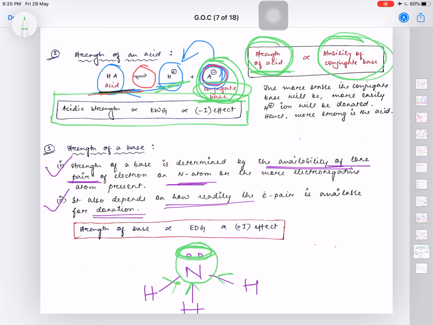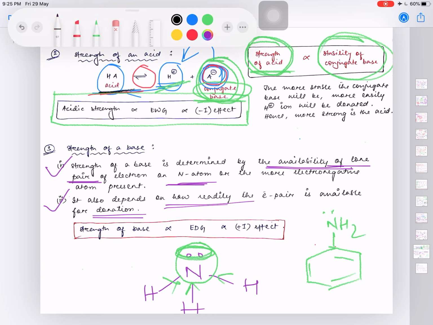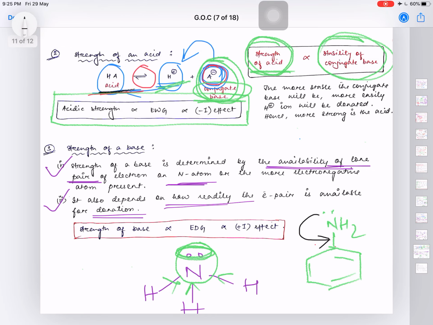If you have an aromatic ring, say you have aniline, this question also I think you have studied in your class 12, why ammonia is more basic than aniline. Because you see, in aniline the pi electrons will go into resonance, means it is not available on nitrogen, so it is less basic. So basicity of ammonia is higher than aniline. Okay, this is one fact.